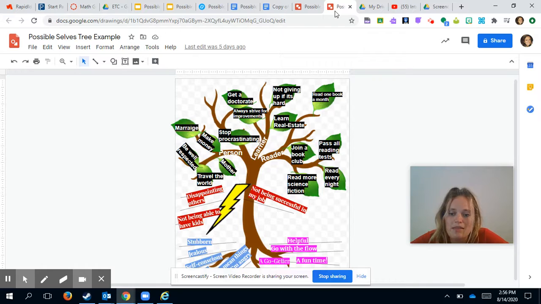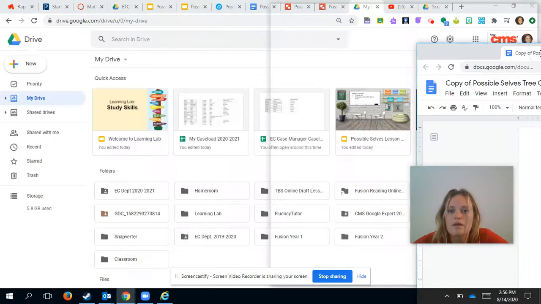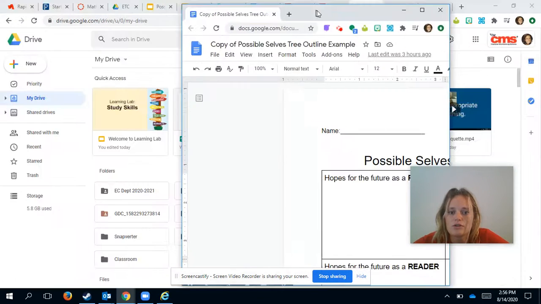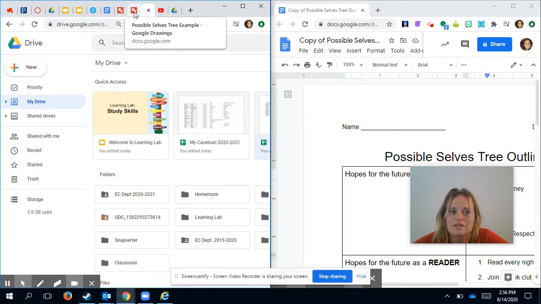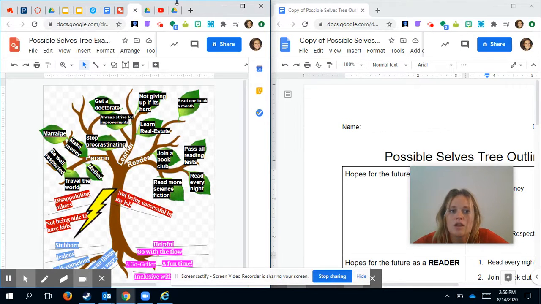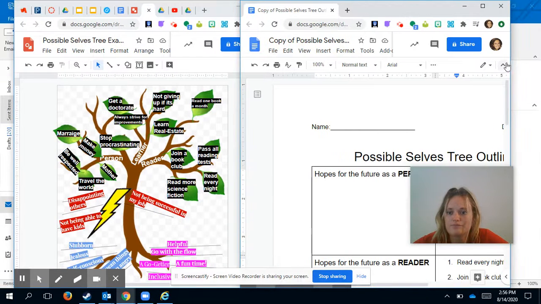You can make this on Google Draw. And before you freak out and you're like, I don't know how to do that, I made it very, very simple for you. So I want you to look around the tree for a second, and I'm going to pull up my possible selves outline next to my possible selves tree so you can see how they line up together.